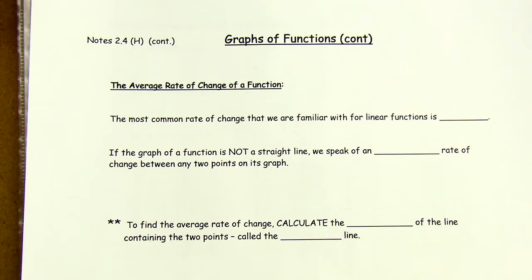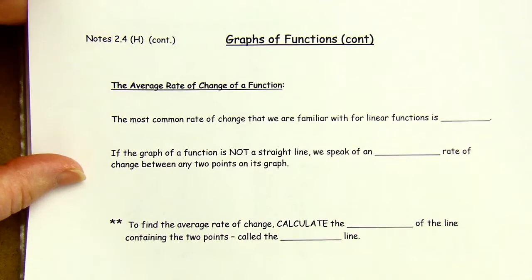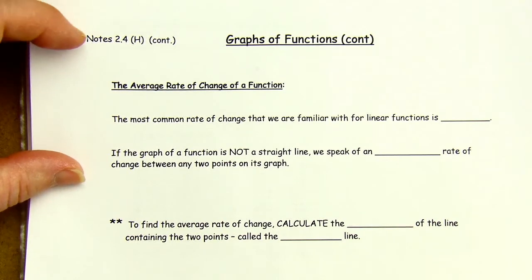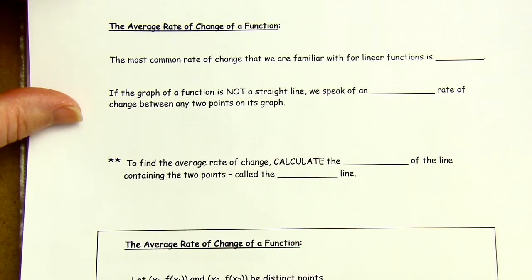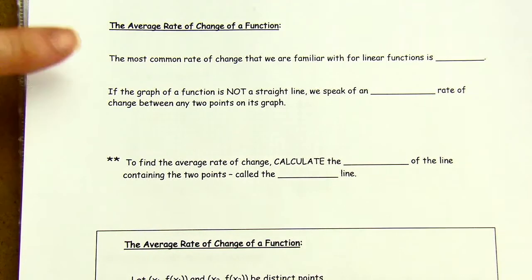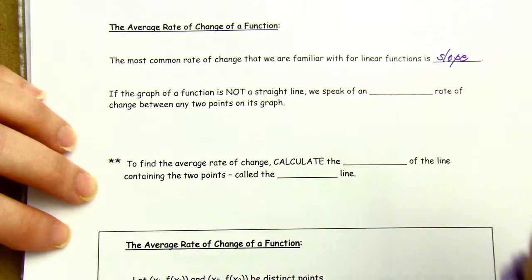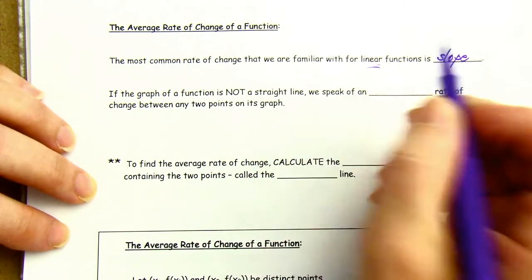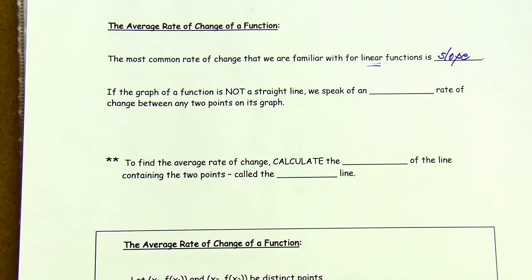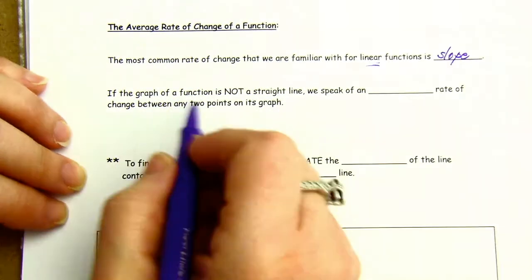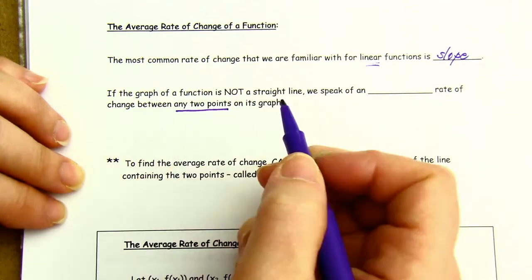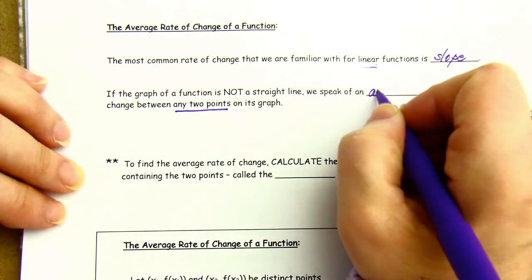This is a little bit different. We're going to find the average rate of change, which, again, is still slope of a function, when we're given, say, two x values. So the most common rate of change that we're familiar with for linear functions is slope. And we talked about that when we talked about the difference quotient. If the graph of a function is not a straight line, we speak of an average rate of change between any 2 points on the graph. So it's an average rate of change.